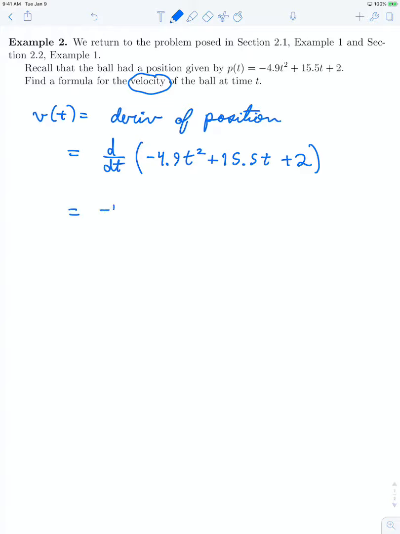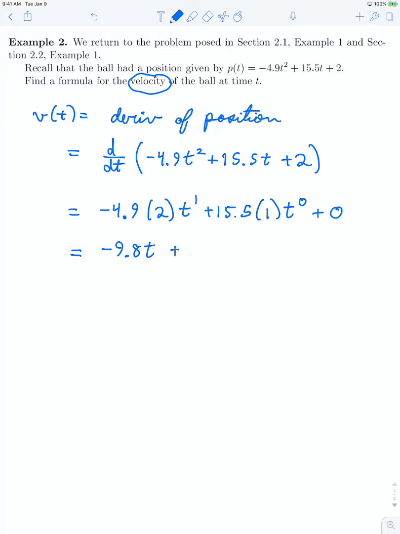I'm going to write this as negative 4.9, and I'm going to bring the 2 down in front, and then subtract 1 from that power, so I have t to the 1. And then 15.5, I bring the 1 down in front, I subtract 1 from that power, and I have t to the 0. And then finally I will say plus 0. So that's done with the derivative, but now I will clean it up and write it the way people usually do. I'll multiply the negative 4.9 and 2, so negative 9.8 t.